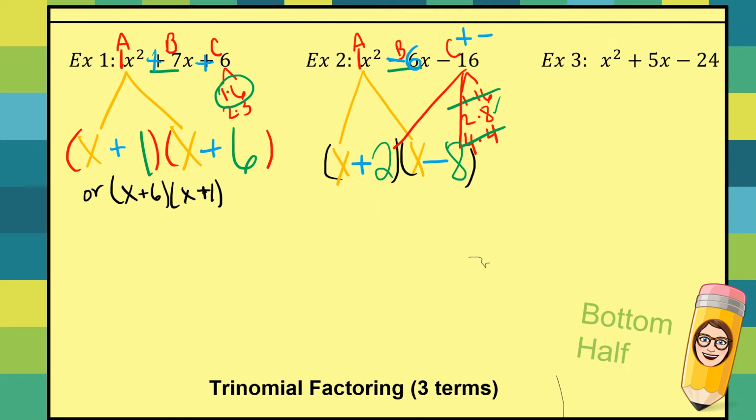Again, it's in standard form already. I've got an A value of 1, positive 5 for B, and negative 24 for C. So the factors of 24 are 1 and 24, 2 and 12, 3 and 8, 4 and 6. 5 doesn't fit, and 6 I'm repeating myself. So my goal is: which sets of those factors can get me to a 5?